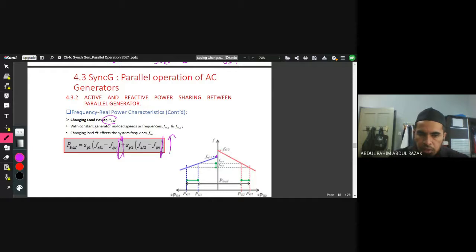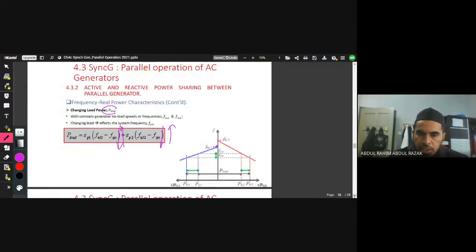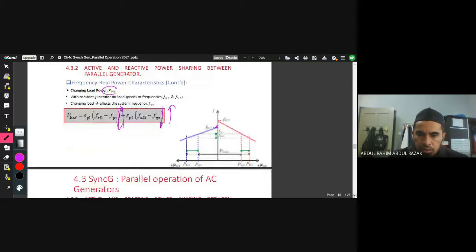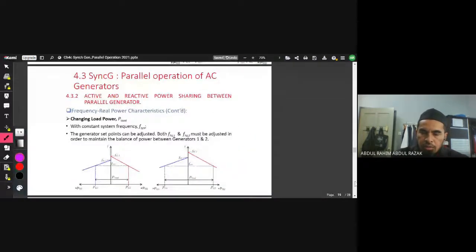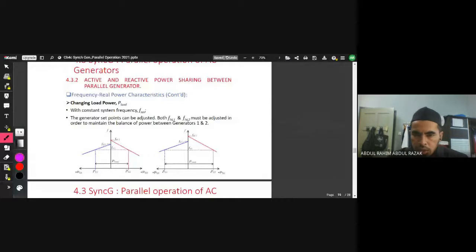So by changing the load, the frequency will change by an amount you can calculate using the same formula. When we increase the load, the frequency will reduce. If we reduce the load, the frequency will increase. So that's the vice versa of the scenario. So we have to take a look at the power-frequency characteristic.